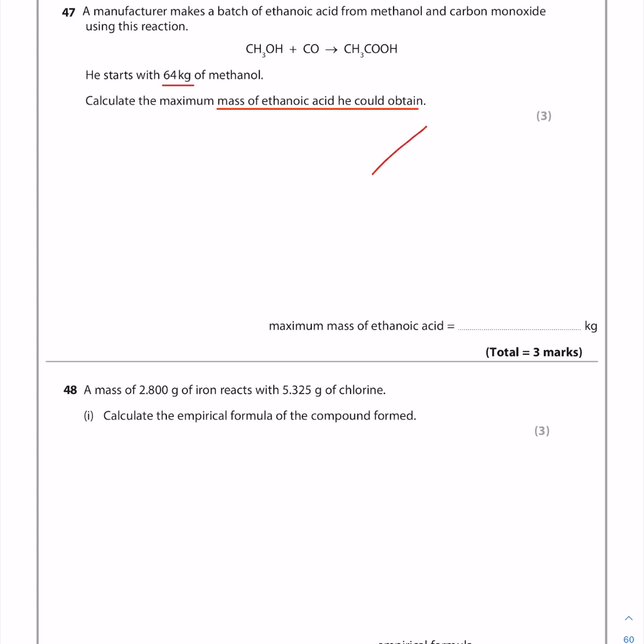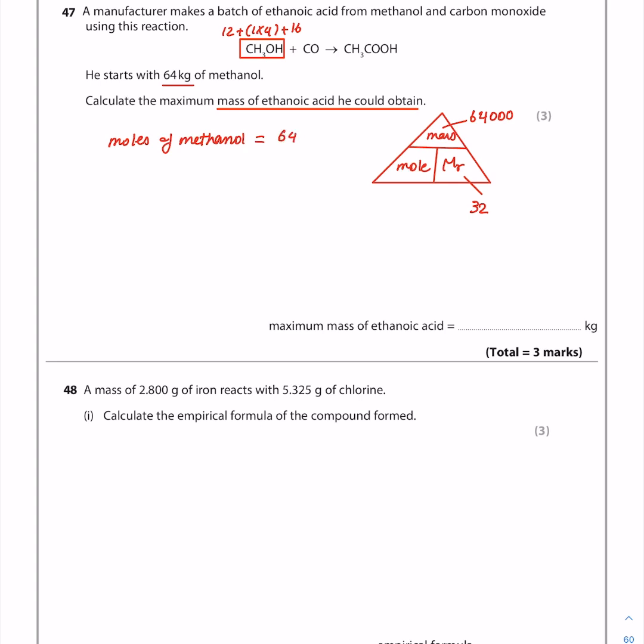The first step is to use the law moles equals mass over MR to get the moles of methanol. The mass is 64, times 1000 gives 64000. The MR of CH3OH is 12 for carbon, 1 by 4 for hydrogen, and 16 for oxygen, which totals 32. So the moles of methanol equals 64000 over 32, which gives 2000 moles. The ratio between methanol and ethanoic acid is 1 to 1, so the moles of ethanoic acid is also 2000 moles.